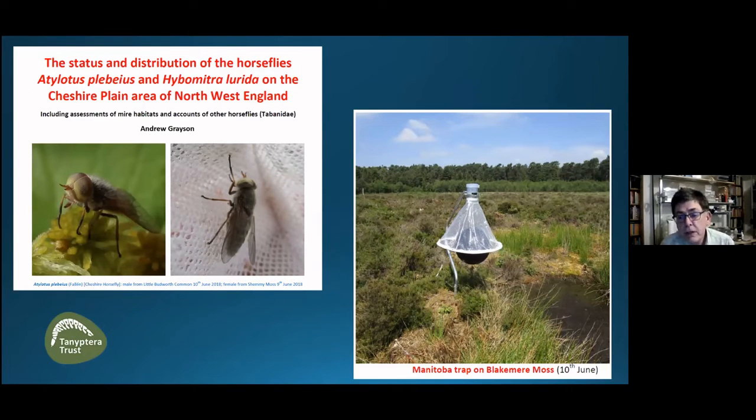Andy used a particular technique that's quite well known for catching horseflies, and that's this thing on the right here that's called a Manitoba trap. And I don't know whether you can see very clearly in the photo, but in the middle of that trap, there's a large black inflated rubber ball, which hangs in the middle of the trap. It heats up in the sunshine, and basically it's an imitation large mammal.